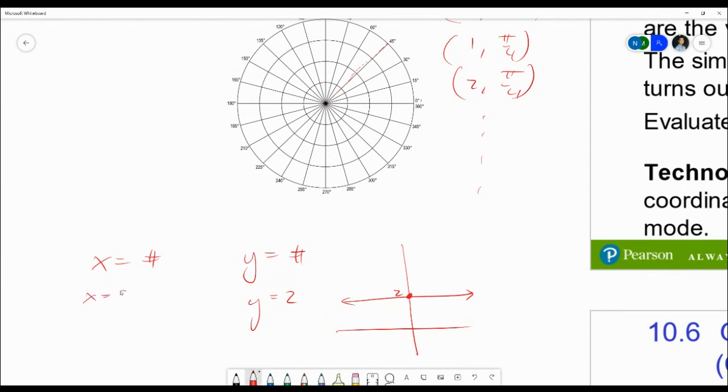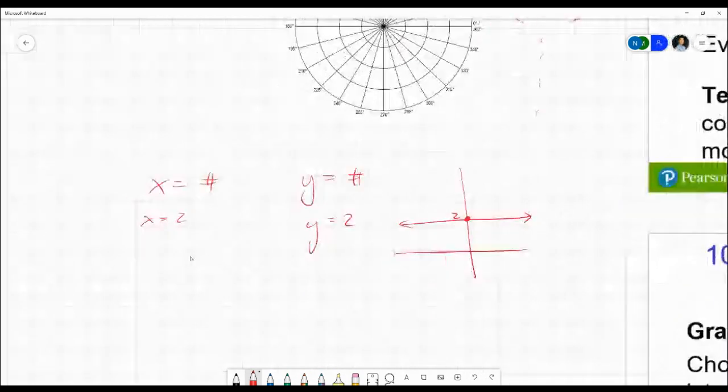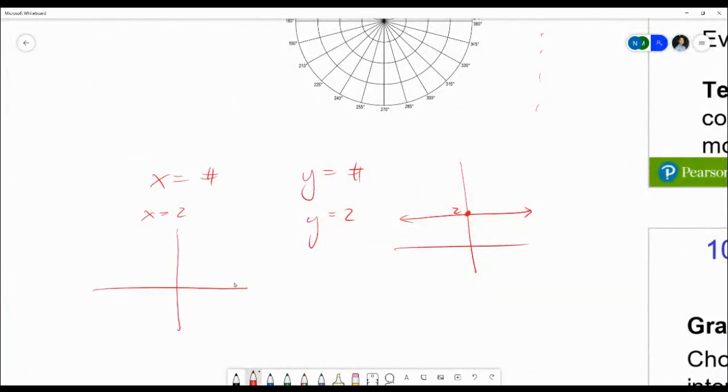Shape of x equals 2. It's going to be a vertical line at the x equals 2 point. Now, that's a vertical line. This is a horizontal line.